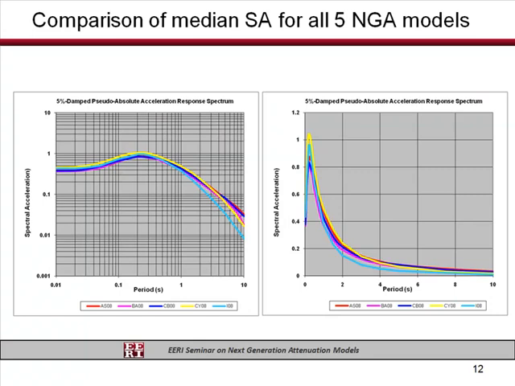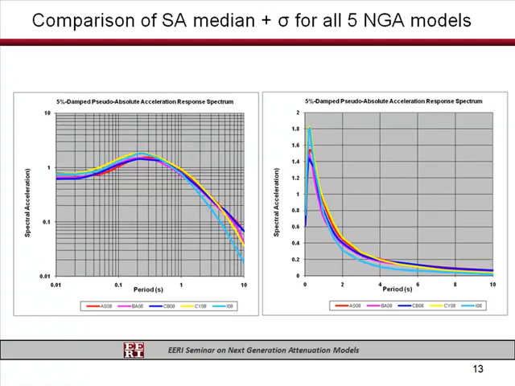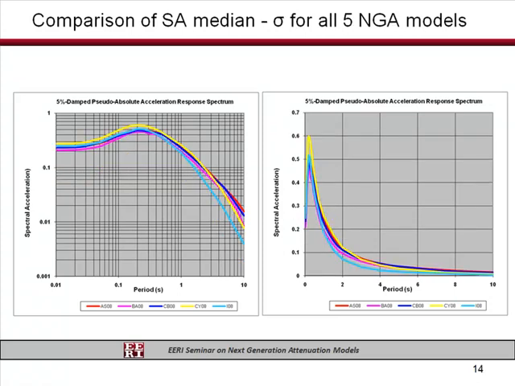We can also use this tool to look at the results from all 5 models. We have here Abrahamson and Silva in red, Boore and Atkinson in pink, Campbell and Bozorgnia in dark blue, Chiou and Youngs in yellow, and Idriss in light blue. This is useful to look at our epistemic uncertainty. And again, this plot is shown in log-log scale on the left, linear on the right. This is for the median values. Now we look at our median plus sigma results at different periods and median minus sigma results.